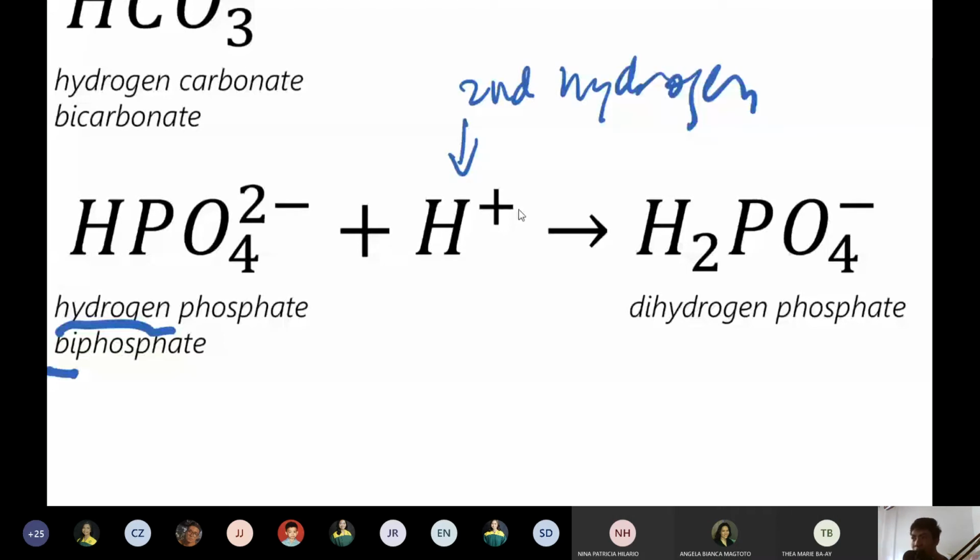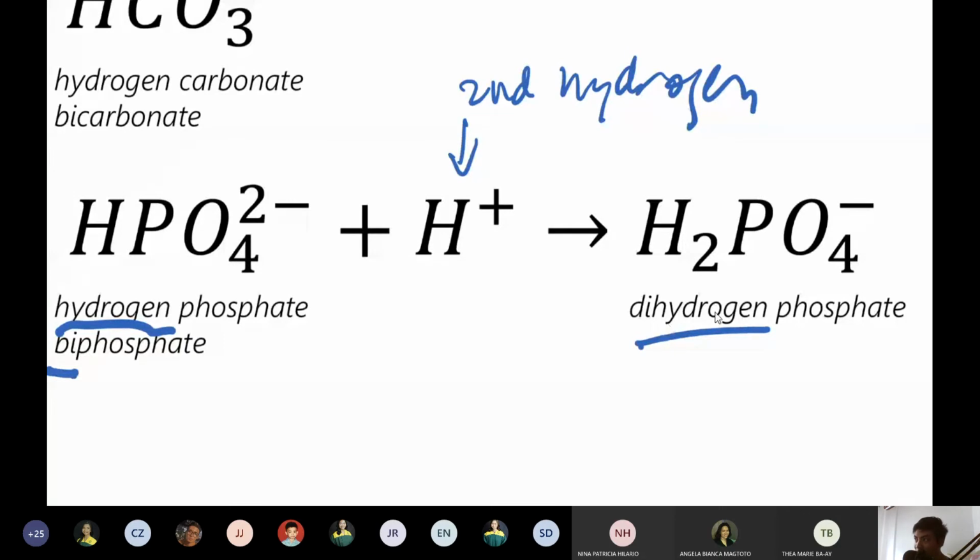So, hindi na pwedeng hydrogen or bi. Hindi pwedeng biphosphate. Doble-doble ka na. Hindi rin pwedeng hydrogen phosphate. Instead, kapag dalawang hydrogen na nilagay mo, you will just use the word dihydrogen phosphate. So, pag isang hydrogen nilagay, hydrogen phosphate lang or biphosphate. Pag dalawa na, dihydrogen lang.